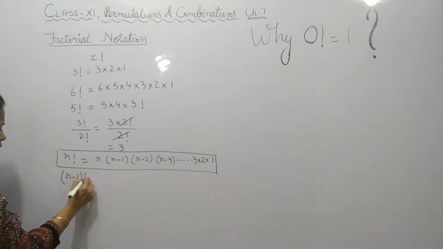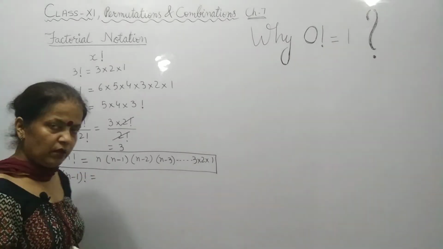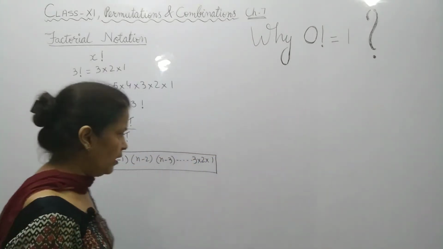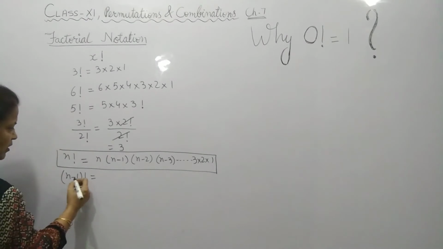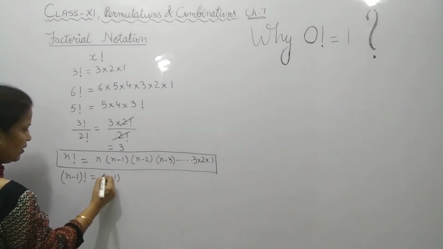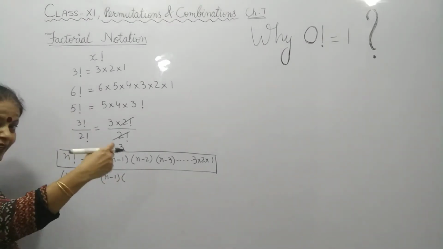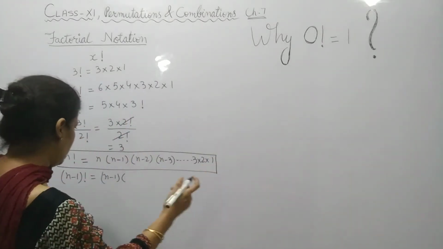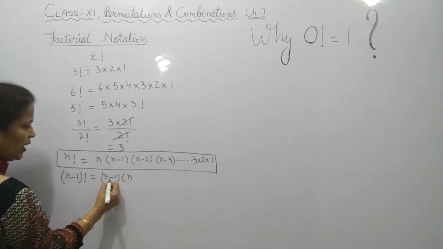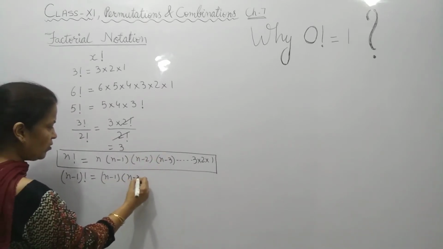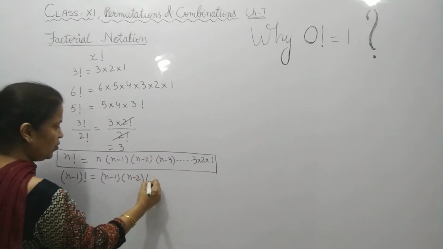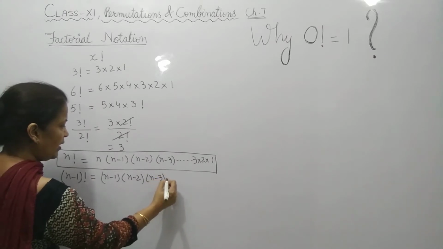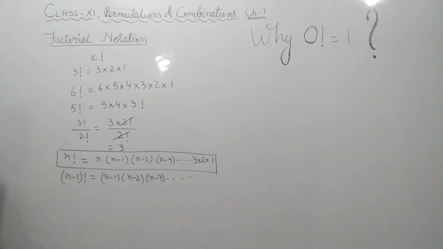If I have to take n minus 1 factorial, how can I write it? How will we expand it? n minus 1 factorial means the first number is this, now one number goes on decreasing, decreasing means minus 1 and so on. So it will be n minus 1, then minus 1 again, so it will come as n minus 2, n minus 3 and so on. Clear?